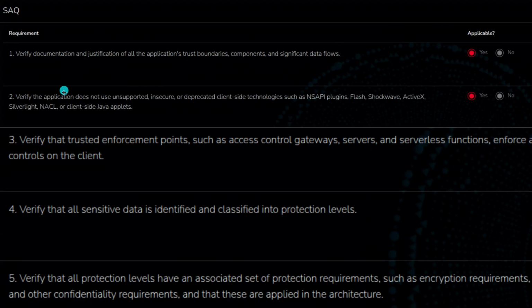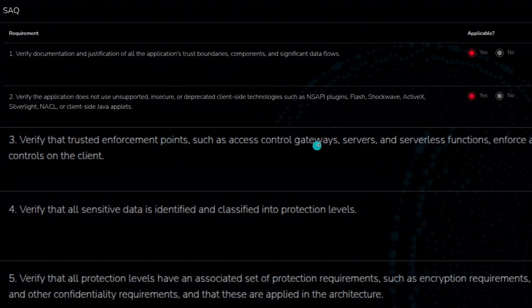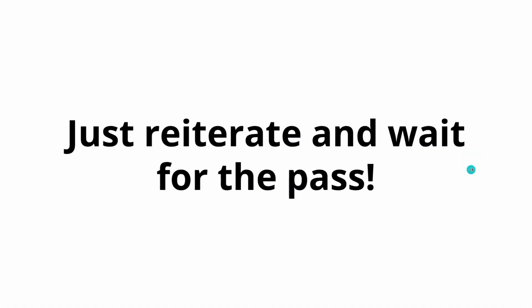And apart from that, you also need to check all of those questions. If you remember, the security assessment questionnaire, those questions are actually available from the CASA requirements page. So if you went through all of those, you already have the answers to the questions, and you provide the comments for all of them. And actually, it simplifies a lot. And what else? As soon as you submitted it, just reiterate and wait for the pass.